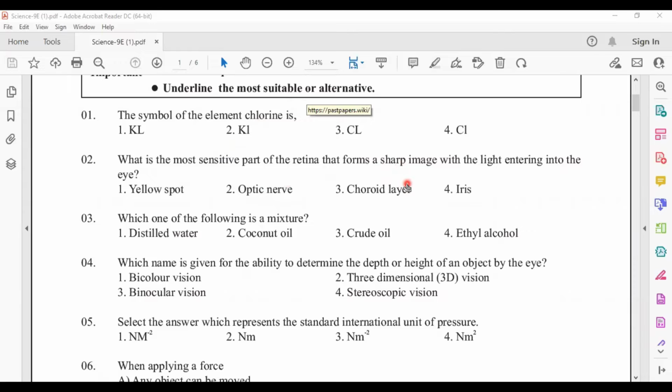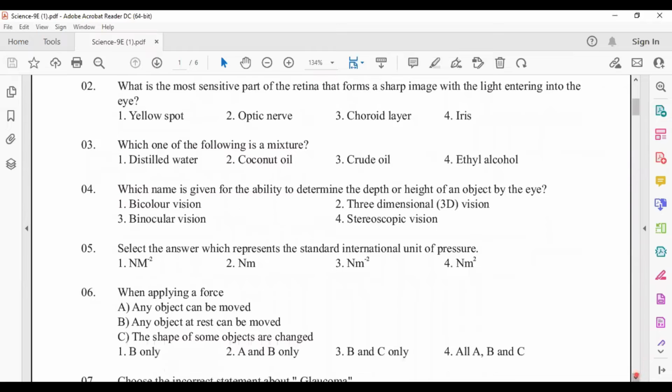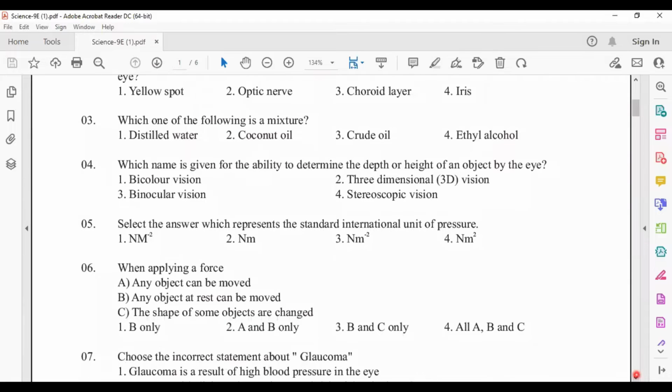And the function of the choroid layer is to supply blood to the eye. The function of the iris is to control the amount of light entering the eye. Third one, which one of the following is a mixture? Here, crude oil is a mixture.